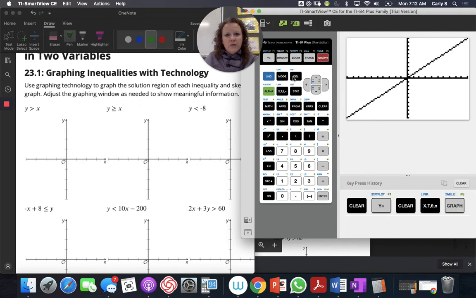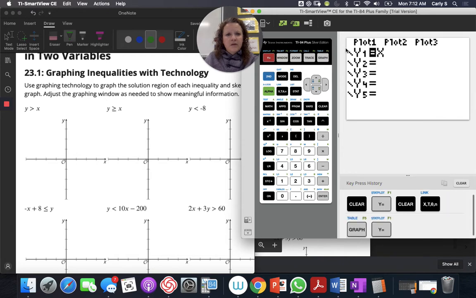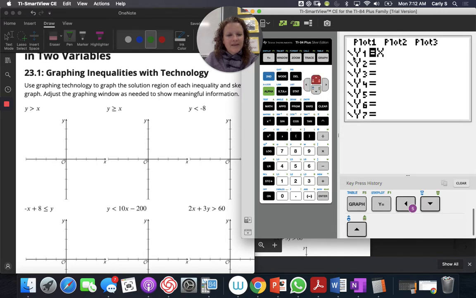Now we want to graph y is less than x. So I arrow over. Now I'm flashing right here. Oops. Now if I hit the enter key, it's going to change what my line looks like. So now I have a thick line.